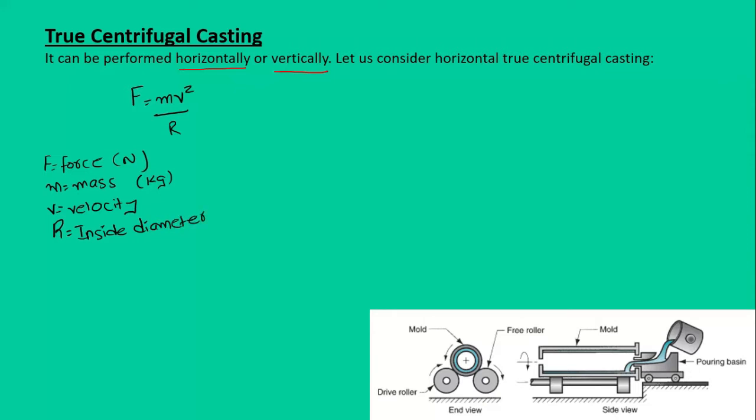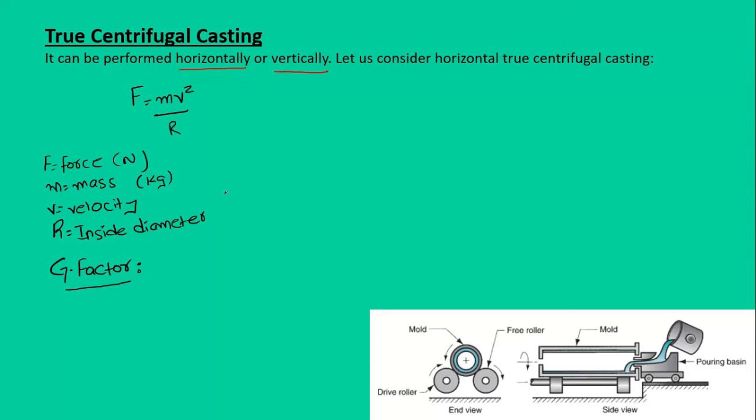So there is a factor called the G factor, that is used to determine how fast a mold should be rotated, so that we can perform the centrifugal casting without raining of the molten material. So what is the G factor?